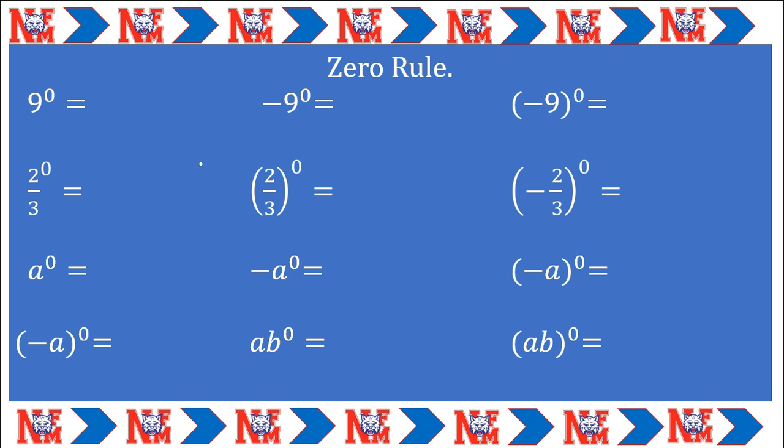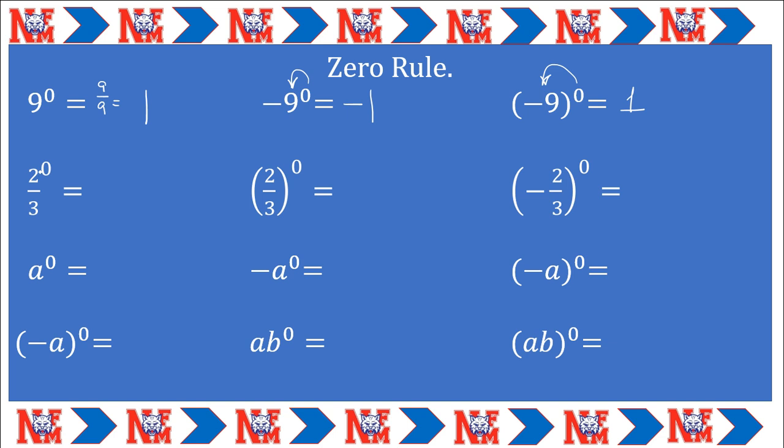Now let's go through these and apply the 0 rule. The 0 rule says that we have the base divided by itself, which always gives us 1, unless there's a negative. So here, this is 9 over 9, and it's +1. In this case, this 0 is only applied to the 9 and not the negative, so we have -1. In this next example, the 0 is applied to both the negative and the 9, giving us +1.